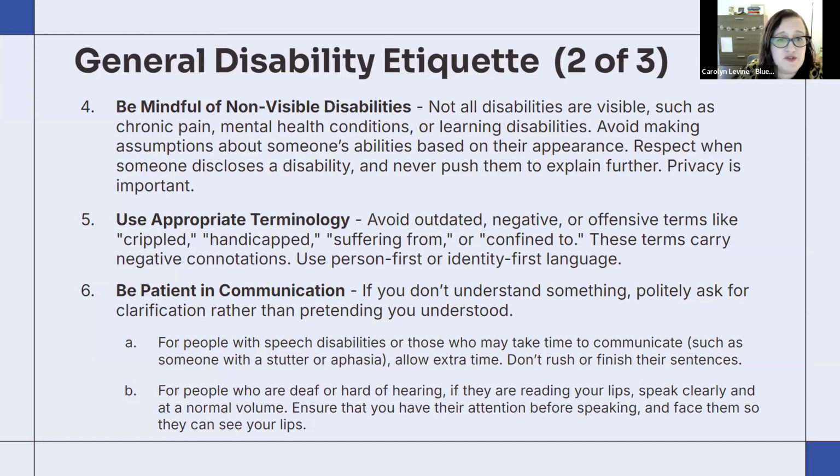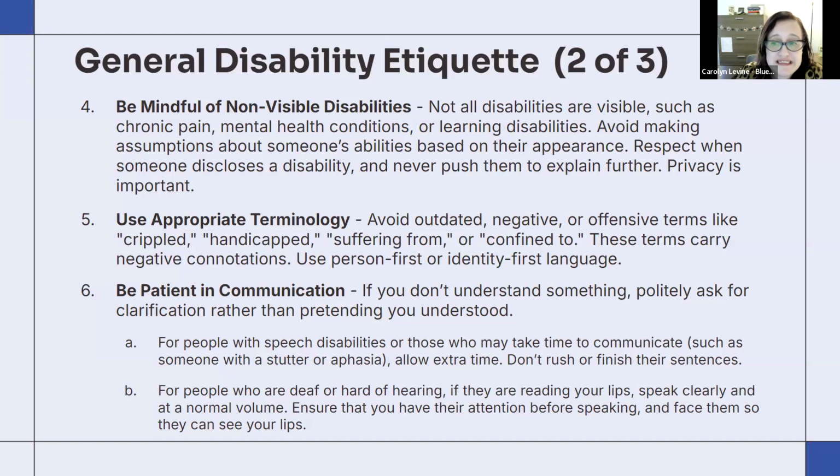The next one is using appropriate terminology. I don't think anyone at Blue Ridge has an issue with this one, but I feel like it needs to be said just in case. Don't use terms like crippled, handicapped, suffering from, confined to. As you well know, these terms carry a lot of negative connotations, and we want to focus on using person-first or identity-first language.